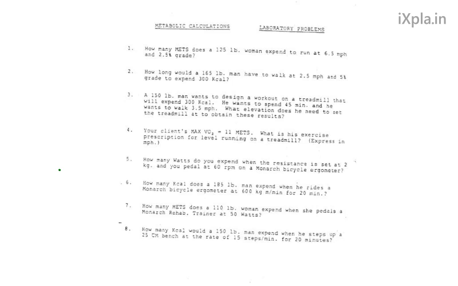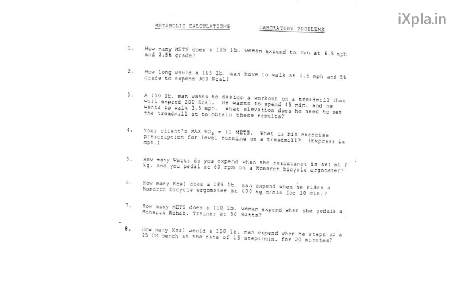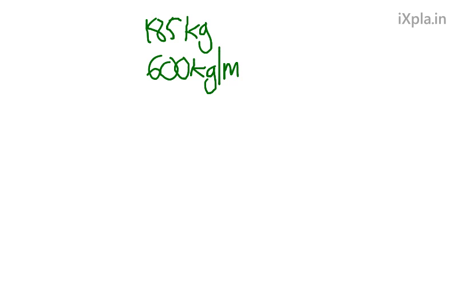Number 6 is pretty much an ergometer also. It's kind of asking for the same thing. Yeah, now it's asking for calories, and this is the equation that she gives you. Now mark 185, mark 600 kilograms, mark 20 minutes. So he's 185 pounds. I already forgot the numbers we marked. 600 kilograms, meters, minutes.